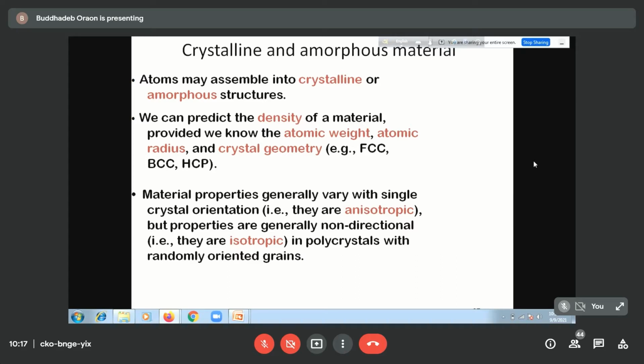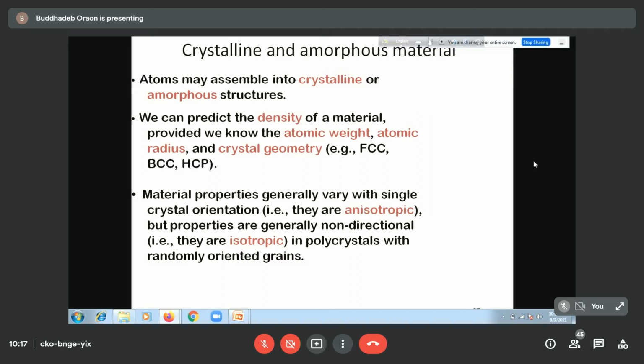Now, material properties generally vary with single crystal orientation. What is the orientation of the crystal? So that will give you some indication. This orientation you can have some idea about from the study of crystal direction and plane, the directions and planes along which you are interested in the study or arrangement of the atoms. So this will help you to know whether the material is anisotropic or isotropic.